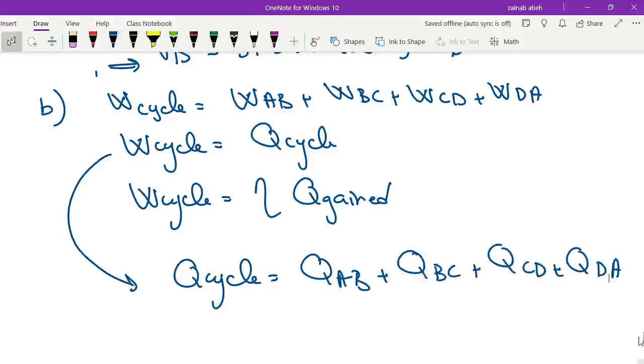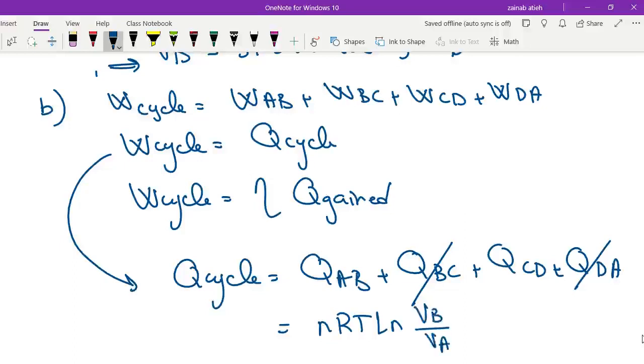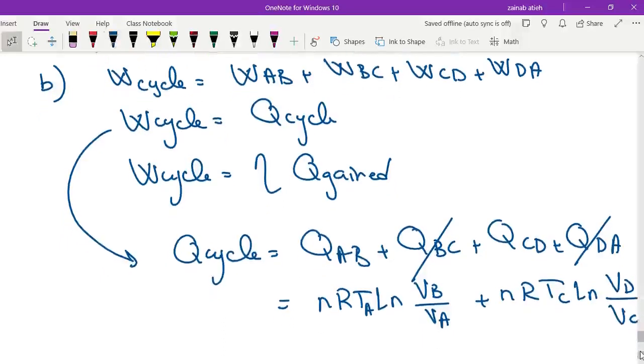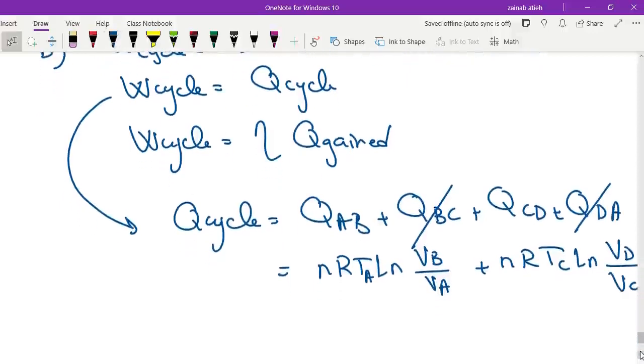We had the drawing I drew. I had AB isothermal, BC adiabatic, and DA adiabatic. Since AB is isothermal, its Q is equal to nRT ln of V final over V initial, which is VB over VA. Okay, so this is the Q per cycle, plus nR TC or TD ln of V final, which is VD over VC. Of course I have VA, VB, VC and VD, the temperature at A, the temperature at C, and R. I have everything. So calculating all of this, you will get the work, let me substitute.